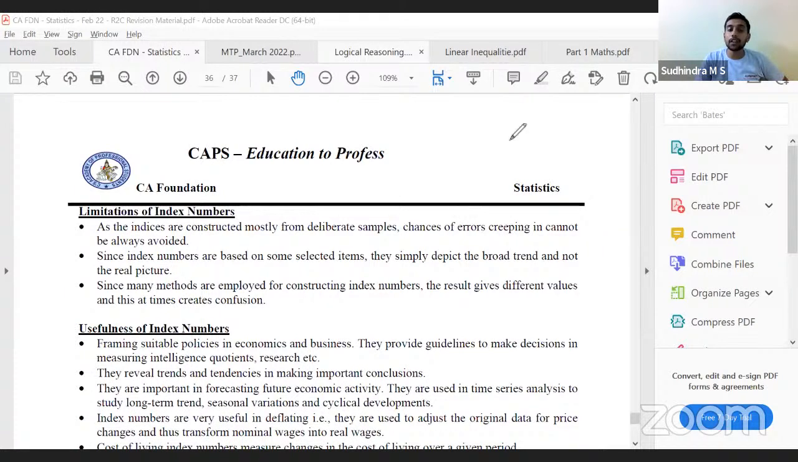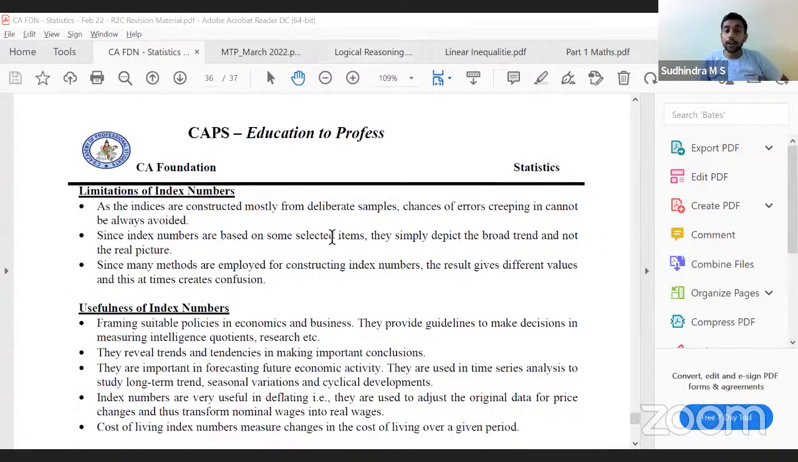Having said that, it has lots of applications. The usefulness of index numbers: framing suitable policies in economics and business. They provide guidelines for decision making, reveal trends and tendencies in making important conclusions, and they're important in forecasting future economic activities.